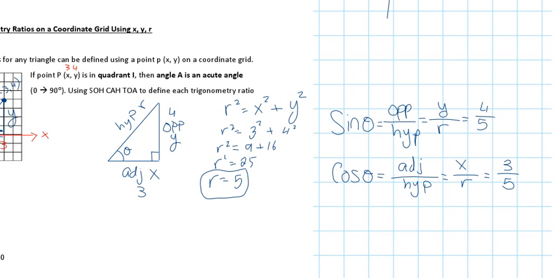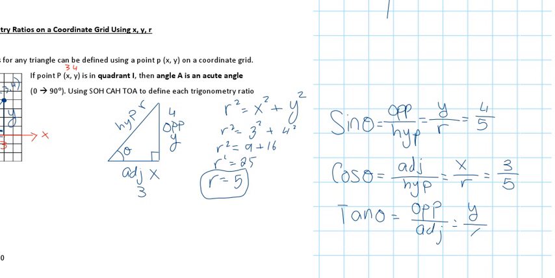Okay? Now can you find tan? So tan is opposite over adjacent, TOA. What's the opposite? What letter? Y over, which is 4 over 3.